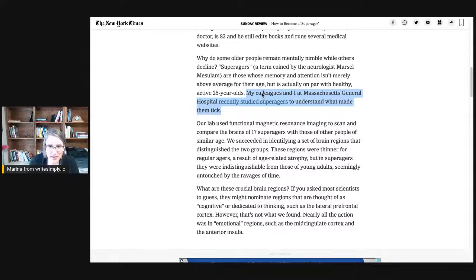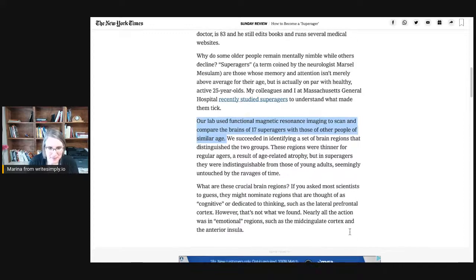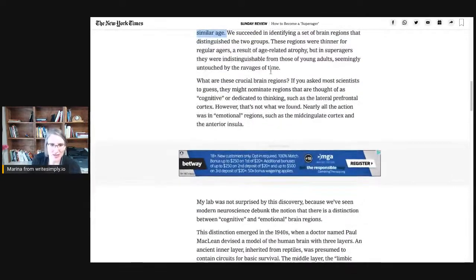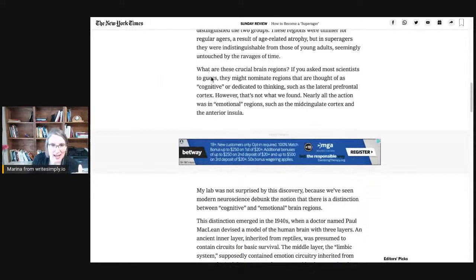And here, if we click out on this, we will get information about this study. Our lab used functional magnetic resonance imaging to scan and compare the brains of 17 super agers with those of other people of similar age. Okay, so going on to explain how this is being done. This is supporting the opinion. This is logical. This is explaining what is happening. And if you read the article, it's quite interesting as she expands.